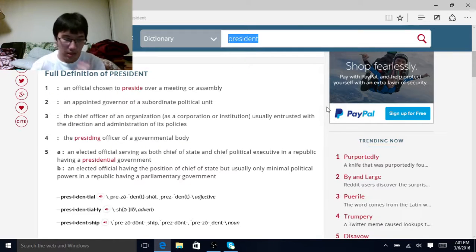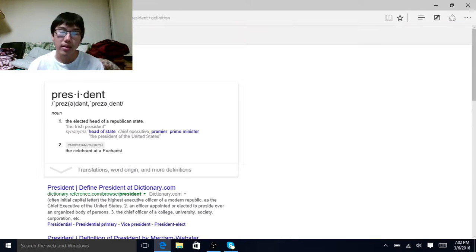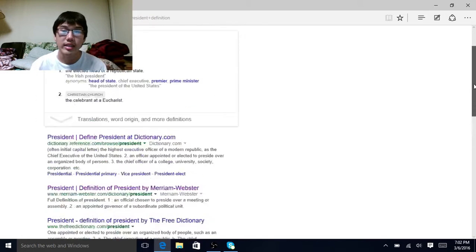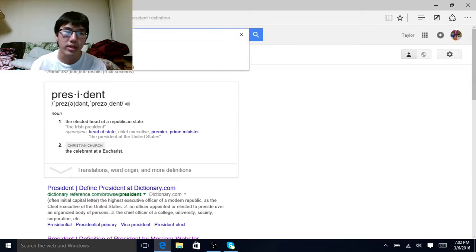So usually, from my understanding, people's definition of a president is the fifth one, especially being an elected official of the political executive in a republic having a presidential government. That is what the president is defined as according to Merriam-Webster dictionary, which I think is an okay source of information.